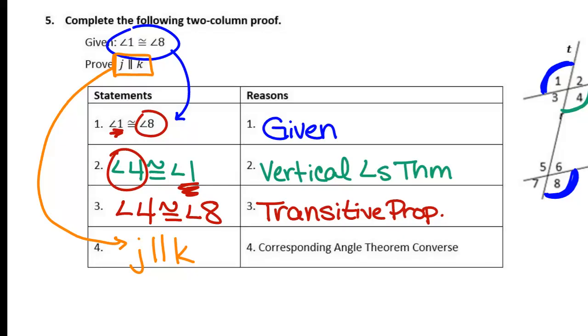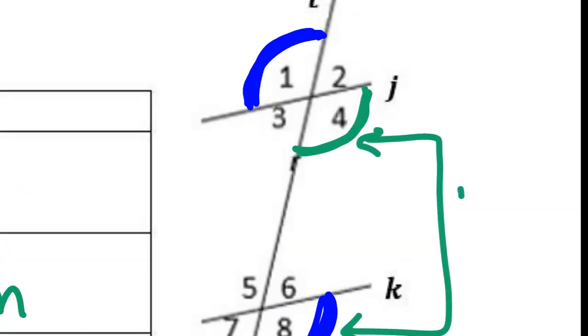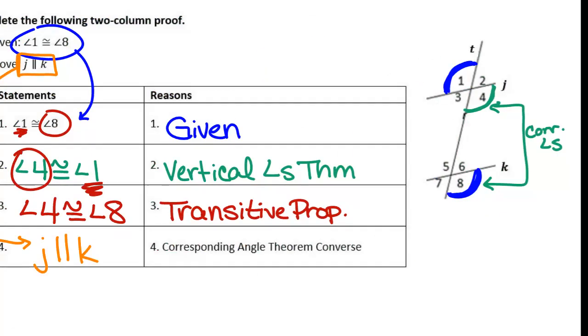Because I know that angles 4 and 8 are the same size now by the transitive property, these two angles are corresponding angles. And since I just figured out that they're congruent, that means the lines have to be parallel. That's what my corresponding angles theorem converse tells me. If corresponding angles are congruent, that means the lines are parallel.